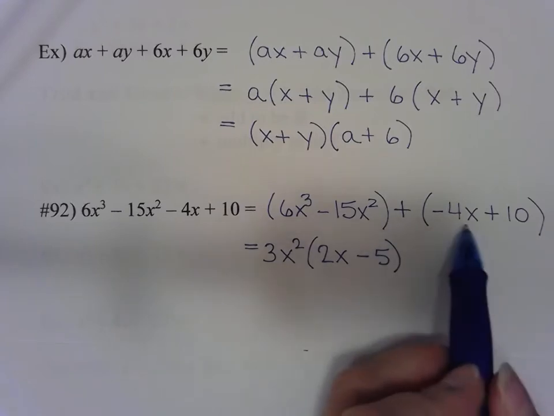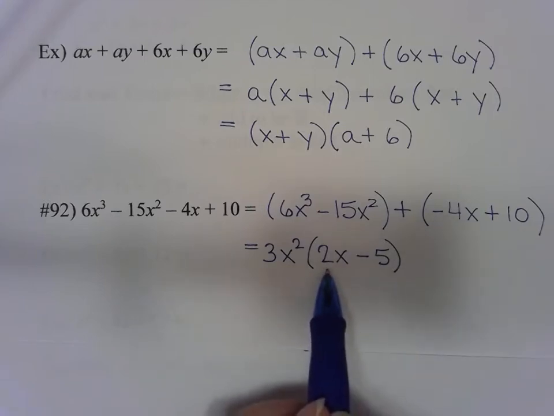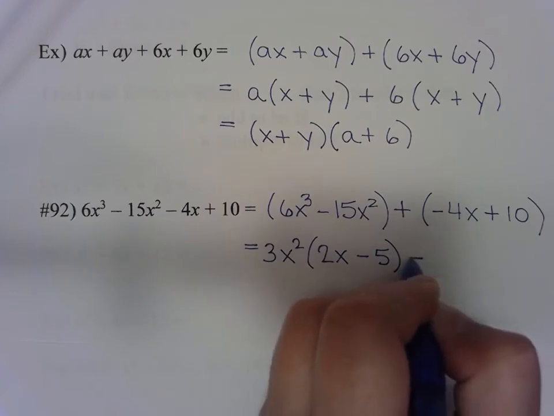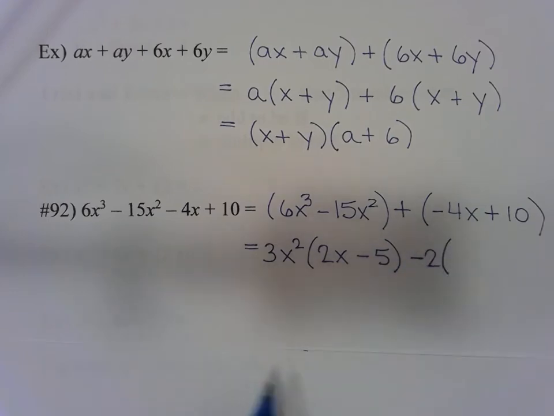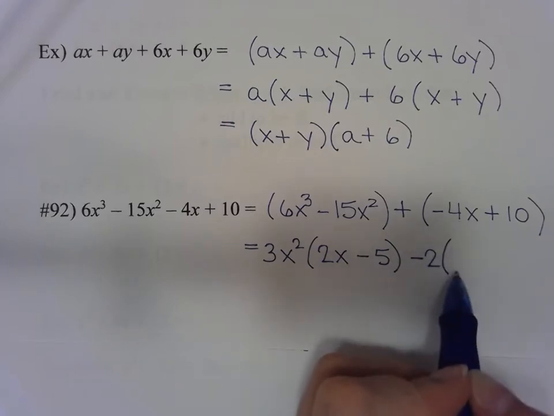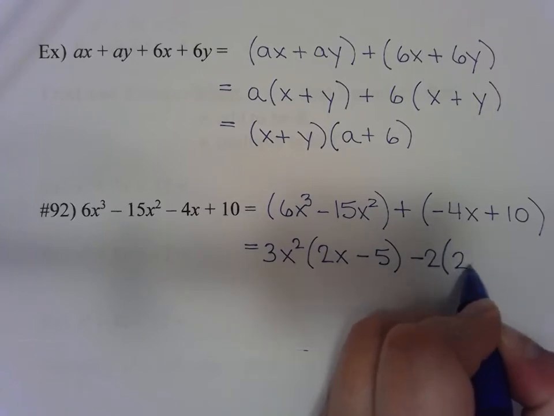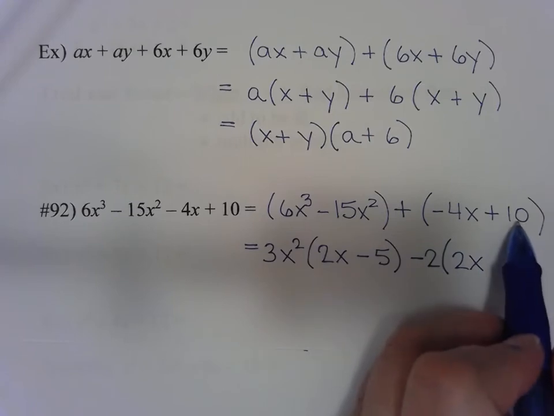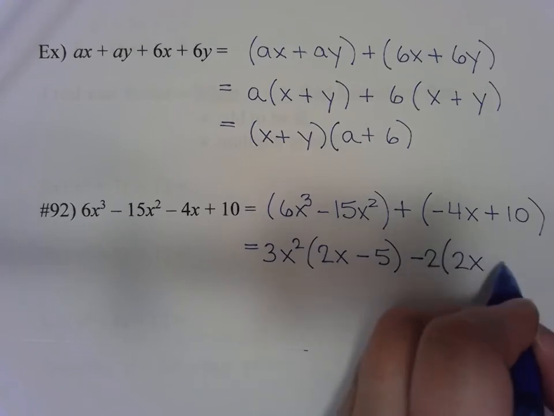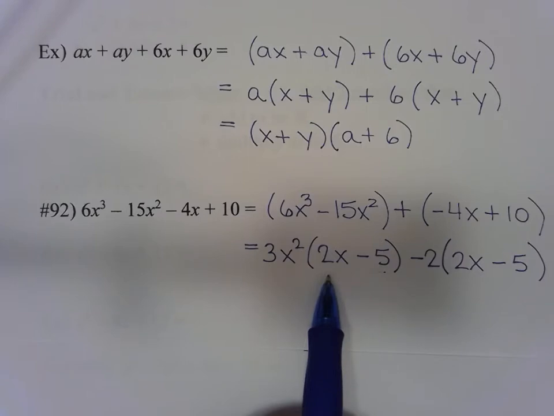Then I want to factor out the greatest common factor between the second pair. That's going to be a 2. Because I really would like the parentheses to match, I'm going to go ahead and use a negative 2. If I factor out a negative, it's going to change the sign of what I have left over. So negative 4x divided by negative 2 is going to leave me with a positive 2x. Positive 10 divided by negative 2 is going to leave me with a minus 5. And that's good because I need the parentheses to match in order for grouping to work.